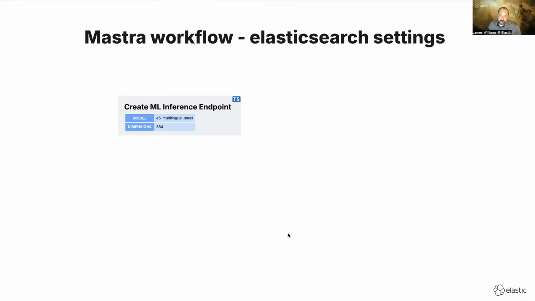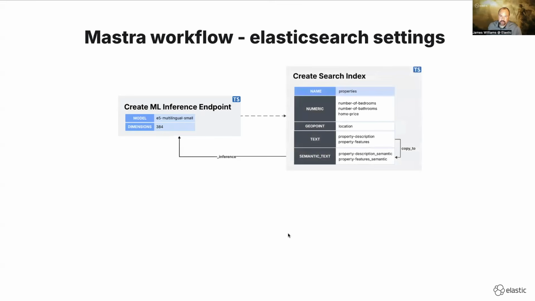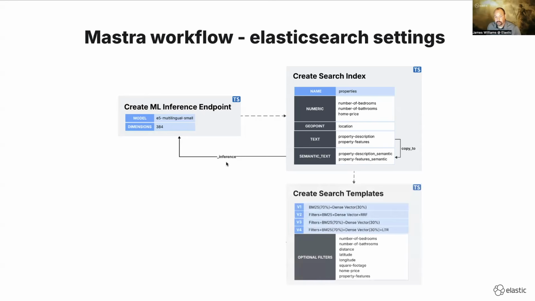So now that you've seen the demo, it makes sense to walk through the workflows one more time. So we have a Mastra workflow that is responsible for setting up our Elasticsearch serverless project. We are creating an ML inference endpoint using the pre-built dense vector model. We create the search index with all of the fields that we need to load our data. And we have the copy to from text fields to semantic text that triggers the ML inference on data ingestion.